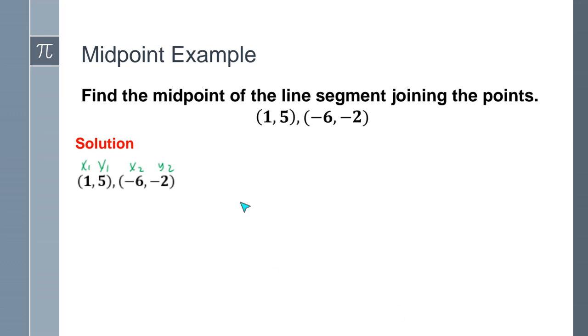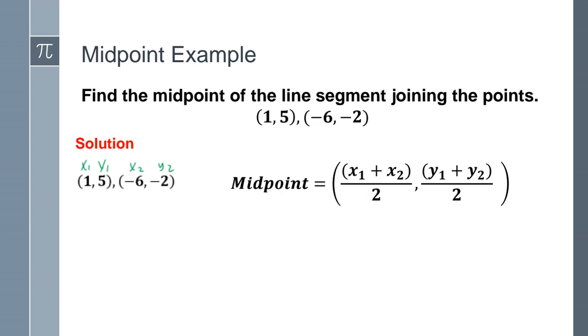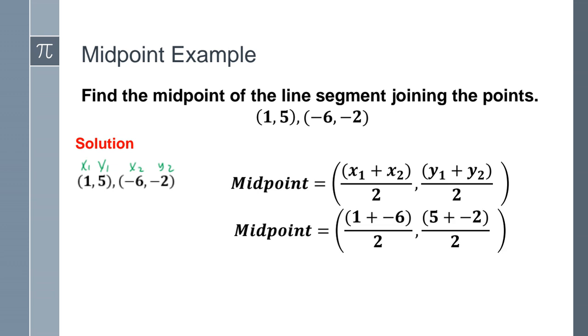Okay, so for the midpoint, we want to do the same thing. We want to go ahead and label our points, and then we're going to use the midpoint formula. Here's our midpoint formula, and we're just going to substitute these values. So x1 and x2 are 1 and -6, and then y1 and y2 are 5 and -2.